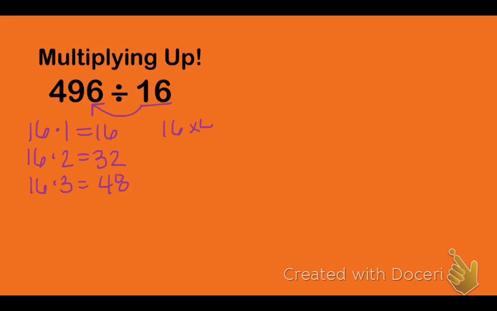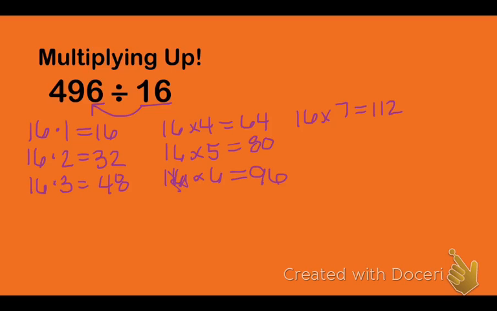16 times 4 gives me 64. 16 times 5 gives me 80. 16 times 6 gives me 96. 16 times 7 gives me 112. 16 times 8 gives me 128. 16 times 9 gives me 144. 16 times 10 gives me 160.